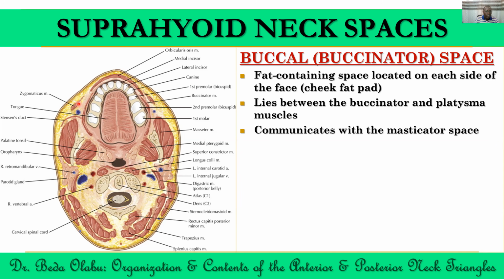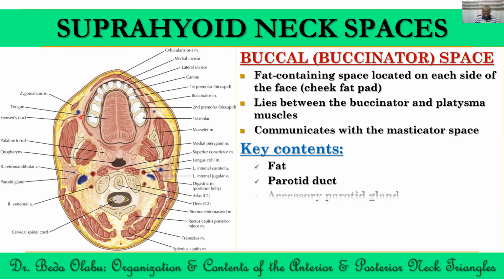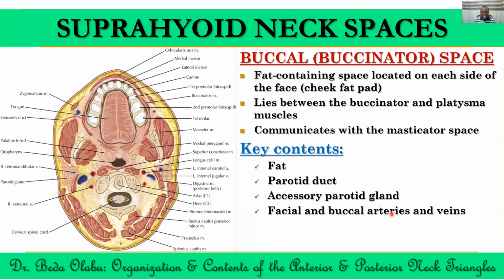This space communicates freely with the masticator space, and that's why some people consider them as one continuum. What are the key contents? Fat is the main content. The cheek fat pad is the main content, but also in this region, we have the parotid duct that crosses the space. We also have, or may have, the accessory parotid gland if present. We may have the facial and buccal arteries and vein also traverse in this space.